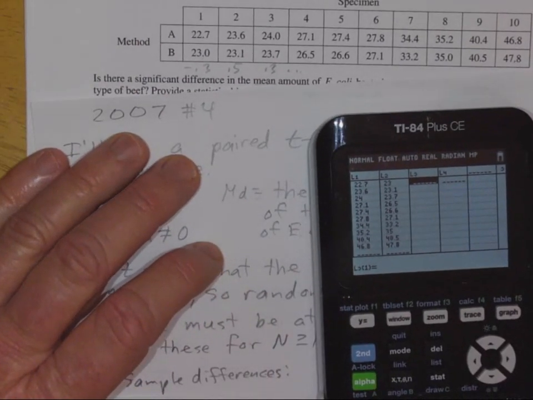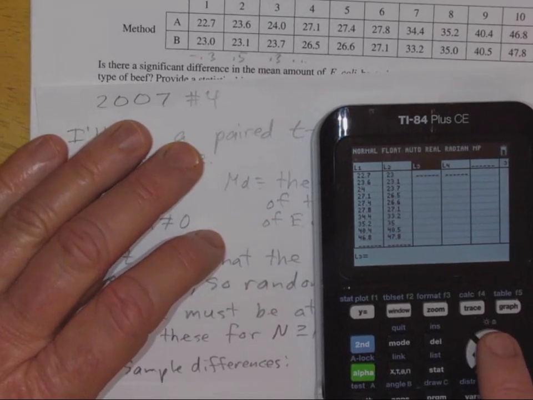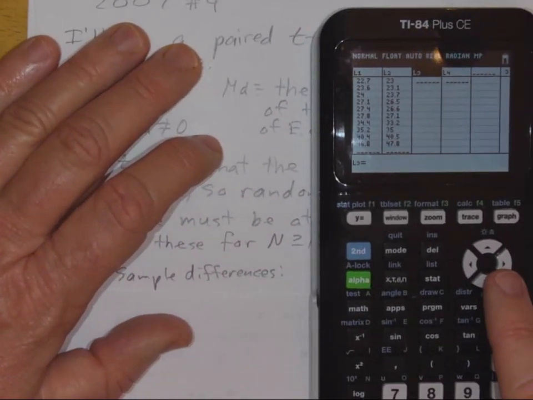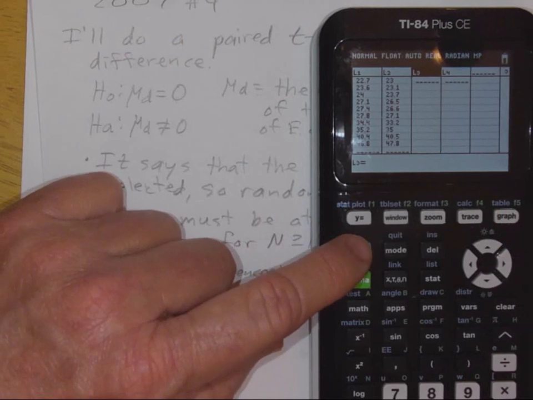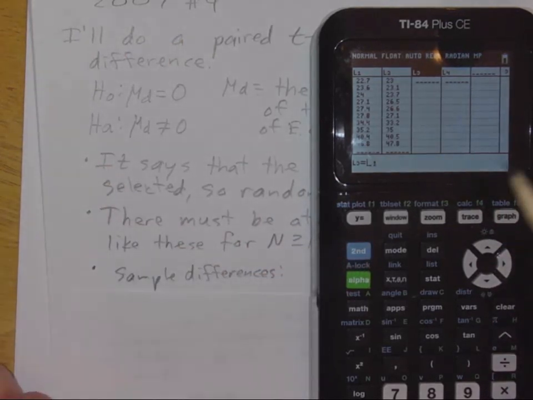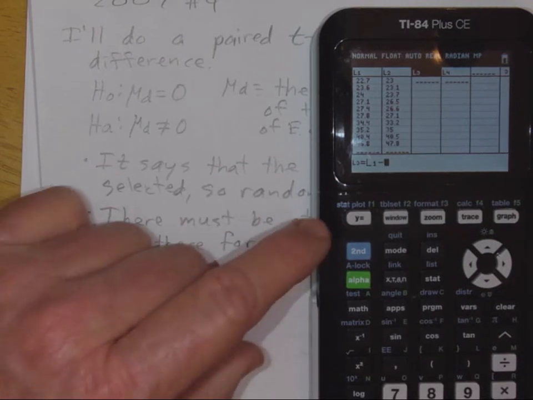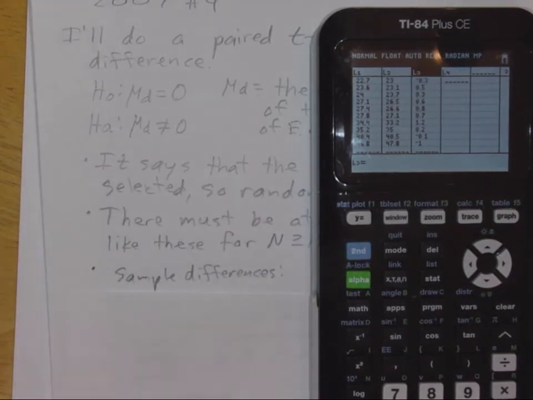And then to find the differences quickly, I'm going to arrow up and highlight list 3, and then I'm going to say list 1 minus list 2. So I'm going to go second one, which is list 1. Notice list 1 appears in the command line. Then hit the minus button right there, and then go second 2 for list 2, enter, and there's the differences. And I'm going to do a t-test with those differences.